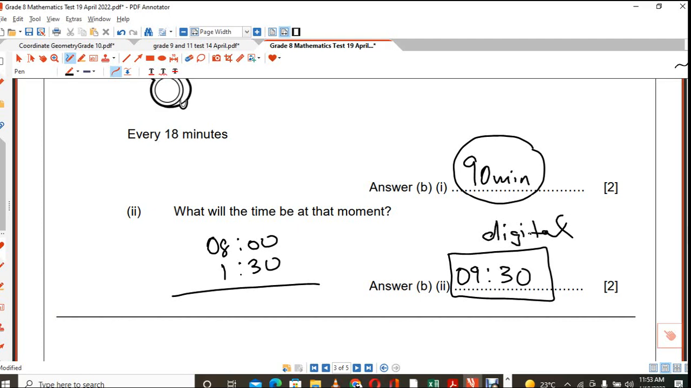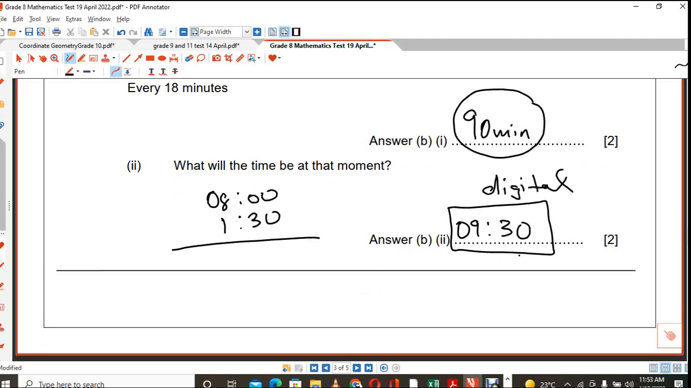AM. What is the other time that you could give your answer? Analog. That one there. Digital time. How do you write the time in analog? How do you write it? You don't put a 0. You put a dot. Then you put 30, and here you must write AM.